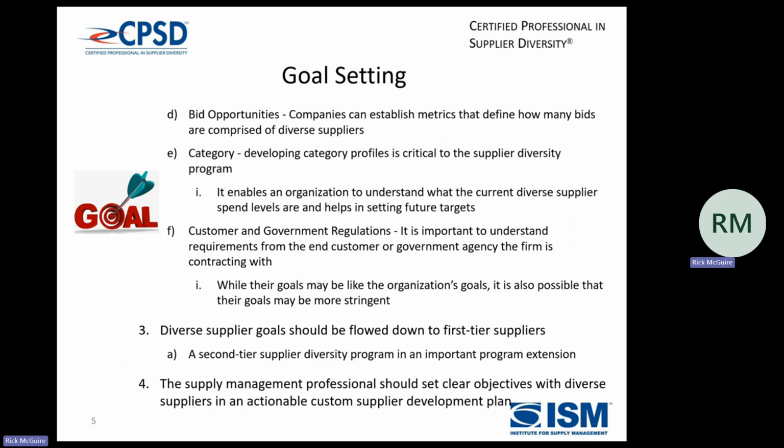Customer and government regulations. It's important to understand requirements from the end customer or government agency the firm is contracting with. While their goals may be like the organization's goals, it's also possible their goals may be more stringent. So government obviously has a lot of goals for diverse suppliers, although nowadays, with President Trump back in office, probably fewer, but they still have some.